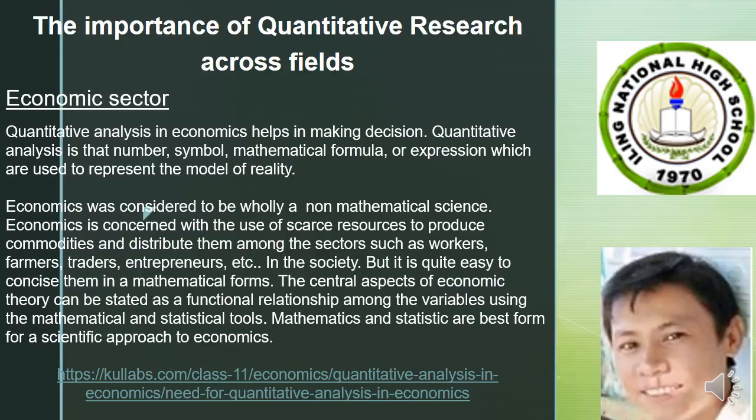Economics is concerned with the use of scarce resources to produce commodities and distribute them among the sectors such as workers, farmers, traders, entrepreneurs, etc. in the society. But it is quite easy to concise them in mathematical forms. The central aspects of economic theory can be stated as a functional relationship among the variables using mathematical and statistical tools. Mathematics and statistics are best formed for a scientific approach to economics.